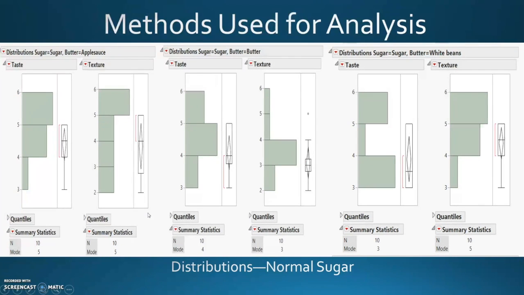These are the distributions for normal sugar now. We have applesauce, butter, and white beans. The highest rated one was the sugar and applesauce. Most of the ratings were 5 for these categories, or these combinations. Surprisingly, for sugar and butter, the texture received a lot of 3s, and the sugar and white beans, while it got good ratings on texture, it didn't receive so well of ratings for taste.